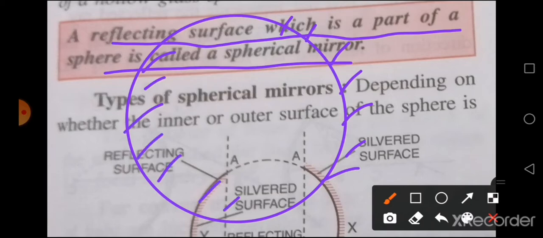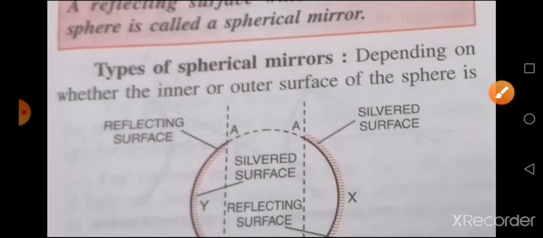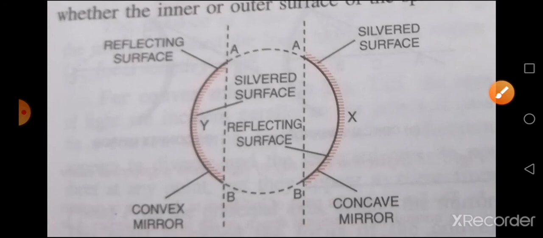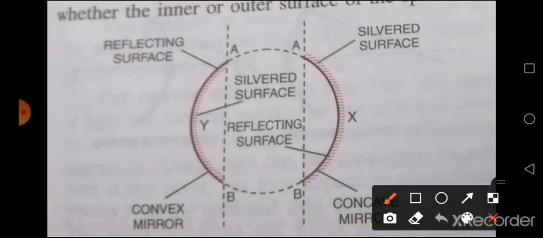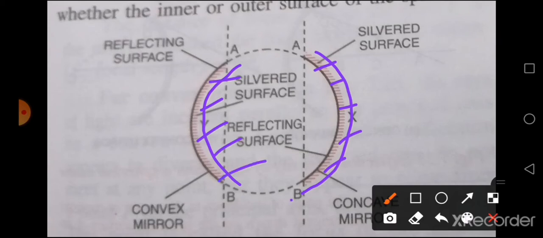So either side, a reflecting surface which is a part of a sphere, you can call it a spherical mirror. You already know that, like your normal mirror, a spherical mirror also has one side that will be a silvered surface. Any one side will be silvered. I told you it can be either this side or the inner side, so automatically spherical mirrors can be of different types. Now let us see what the types of spherical mirrors are.